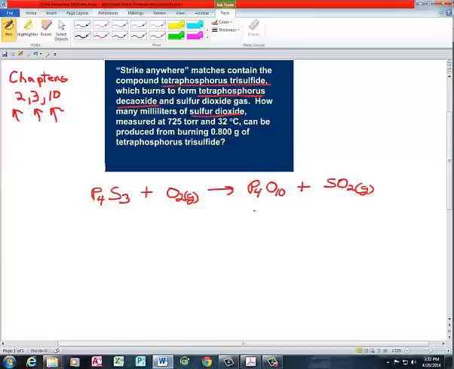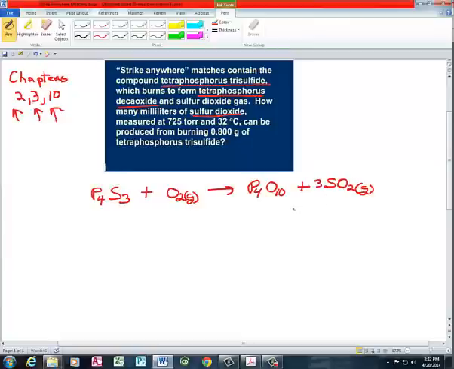Before we can use this equation to determine the number of moles of sulfur dioxide, which we'll use in the last step of our problem, we need to balance the chemical equation. So let's go ahead and do that. There are no metals in this reaction, so we'll start with phosphorus. We have 4 phosphorus on the reactant side, 4 phosphorus on the product side, so phosphorus is balanced. We have 3 sulfurs on the reactant side, 1 sulfur on the product side, so we need to change the coefficient of sulfur dioxide to 3.